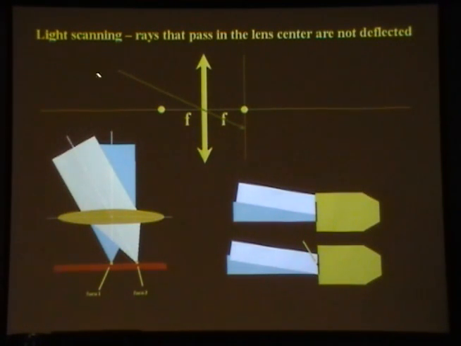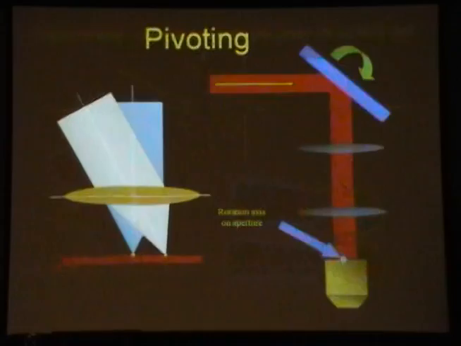The idea of scanning the laser is that any ray that passes at the center of the lens does not bend and goes to the same focal plane. So just by tilting the laser, you can scan it. But there is one point here: you cannot tilt it any way, because if you tilt it just like that, it's going to be lost at the aperture of your objective. So you have to tilt it around this axis here, at the entrance of your objective.